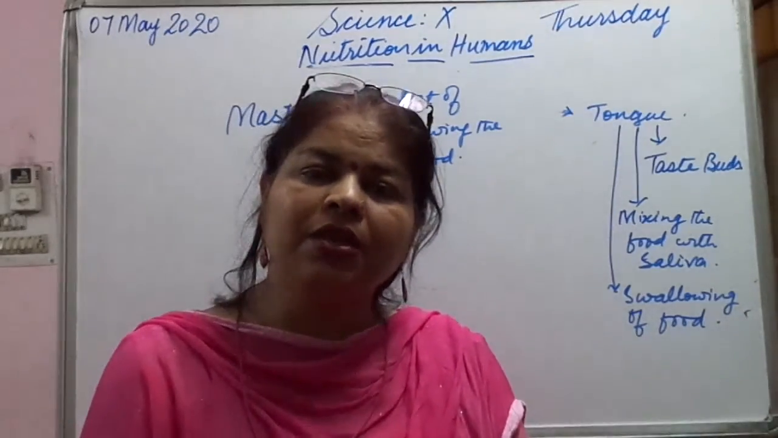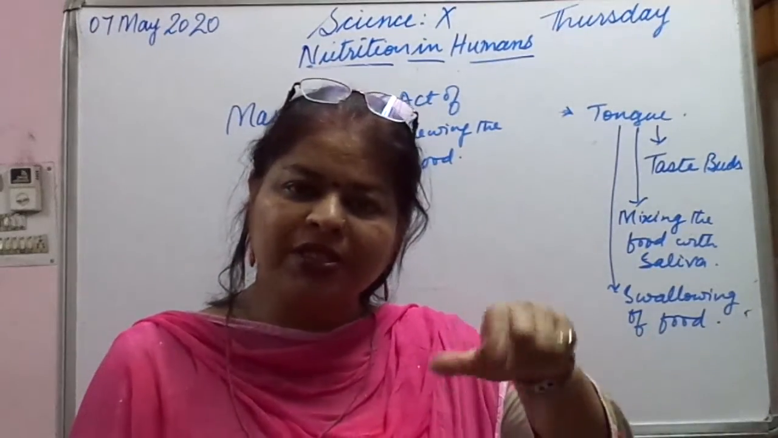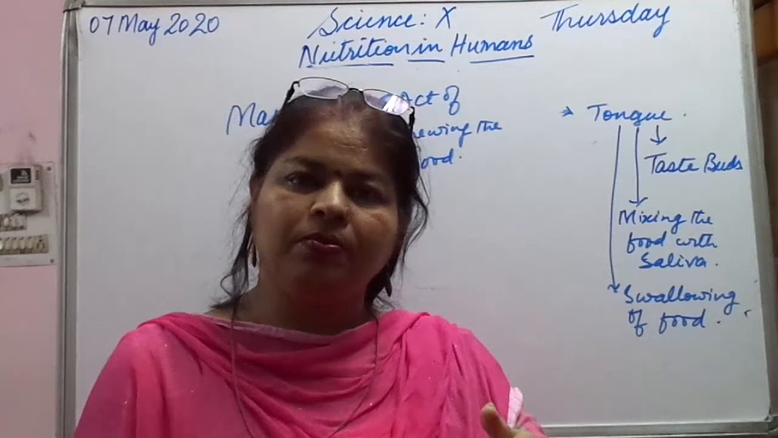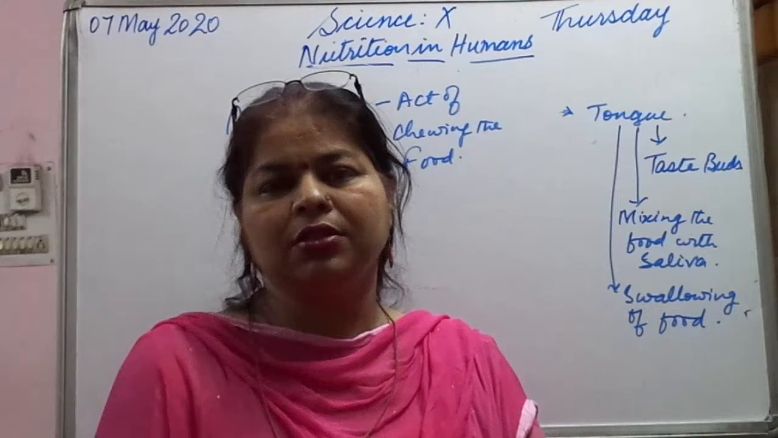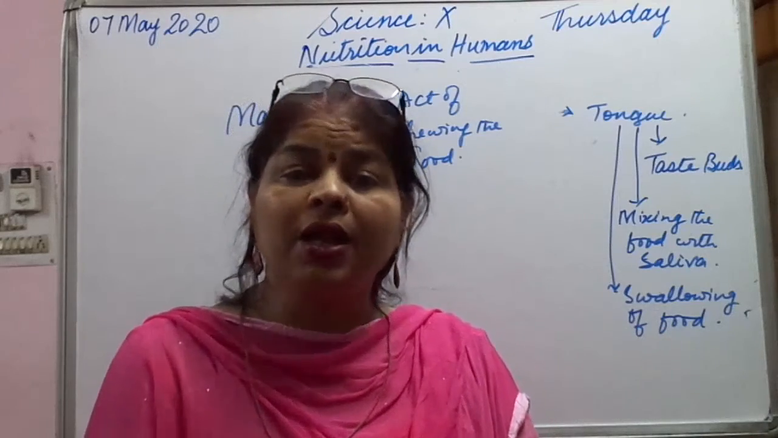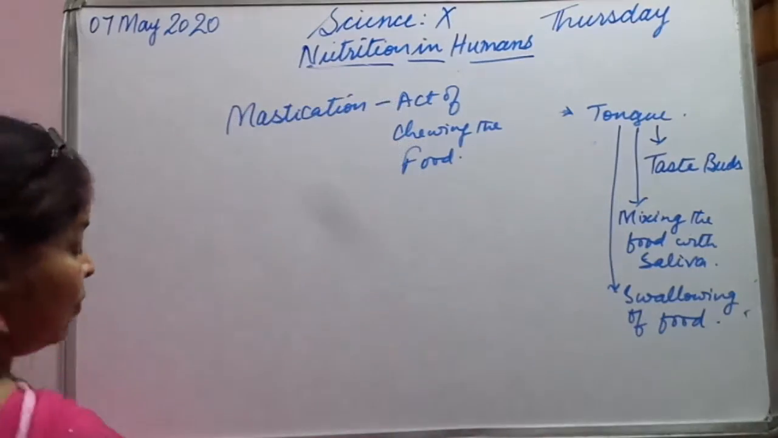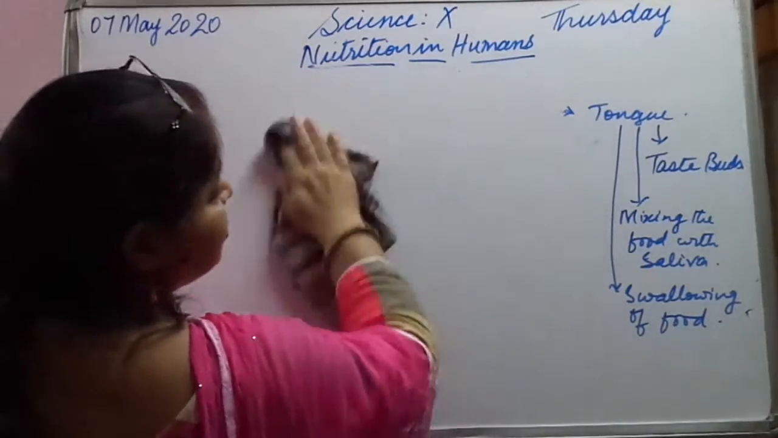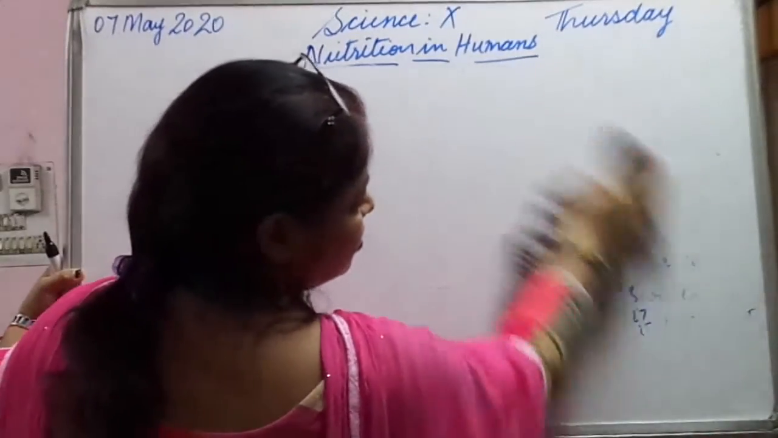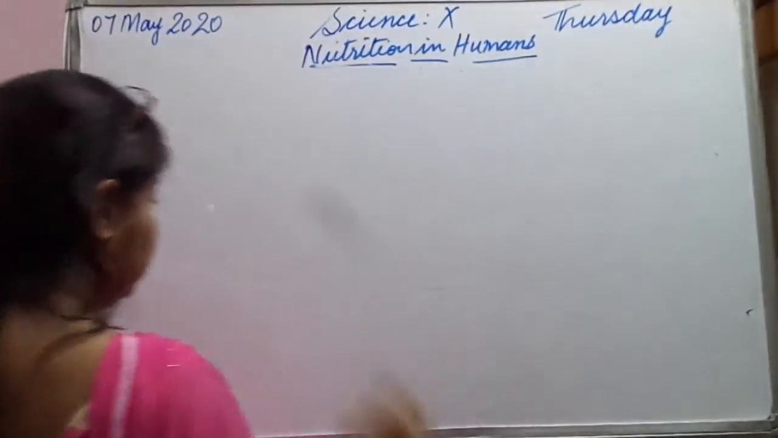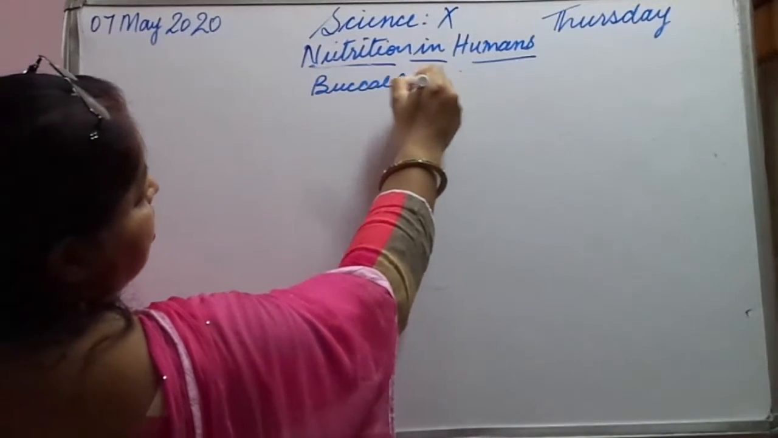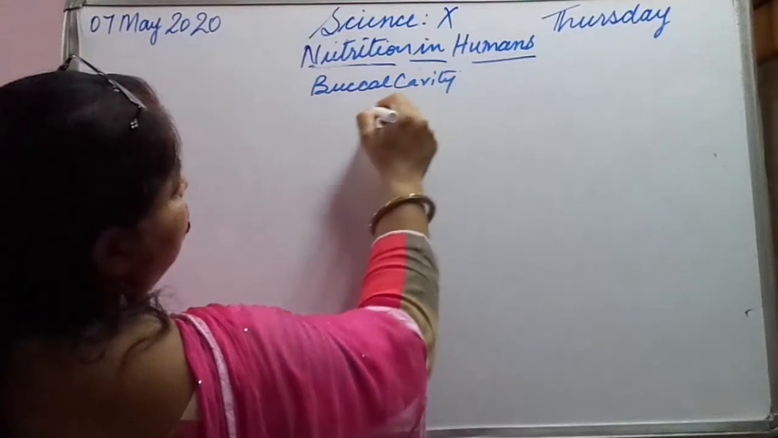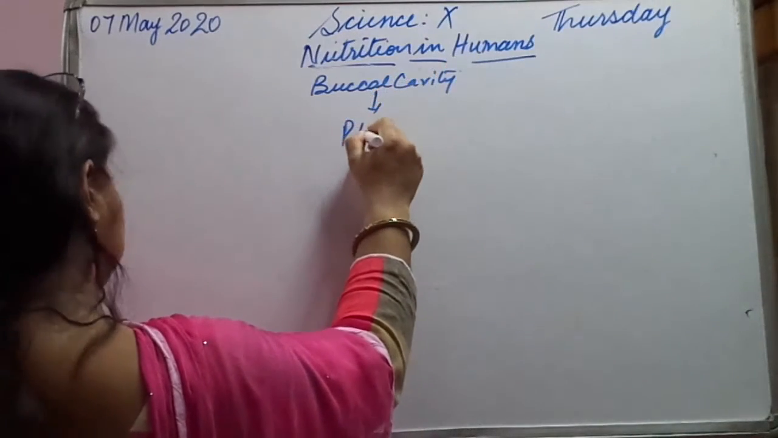Tongue helps in mixing the chewed food with the saliva. Okay, and then it is pushed down to the esophagus. Fine. Now buccal cavity, after this, buccal cavity opens into pharynx.